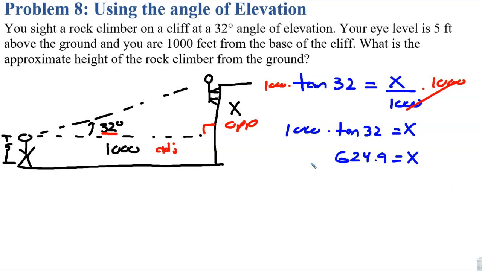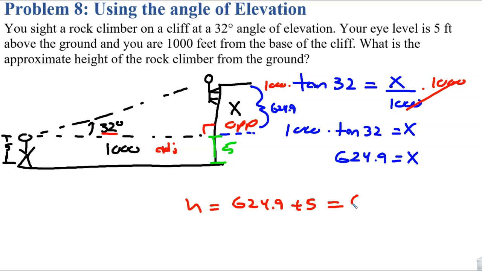Okay, now the last step with this one is we just found that this x, this distance from the top of the cliff to our eye level, is the 624.9. What we need to do still is we need to account for our eye level here. We didn't add this extra height in, this 5. So that's where I can say the actual height is equal to the 624.9 plus a 5. In other words, 629.9 feet off the ground.